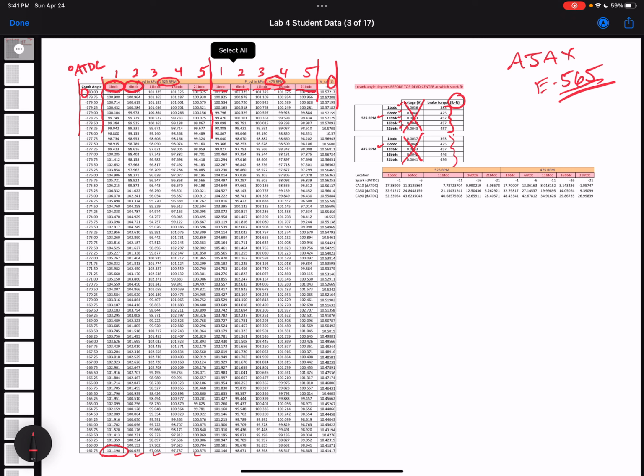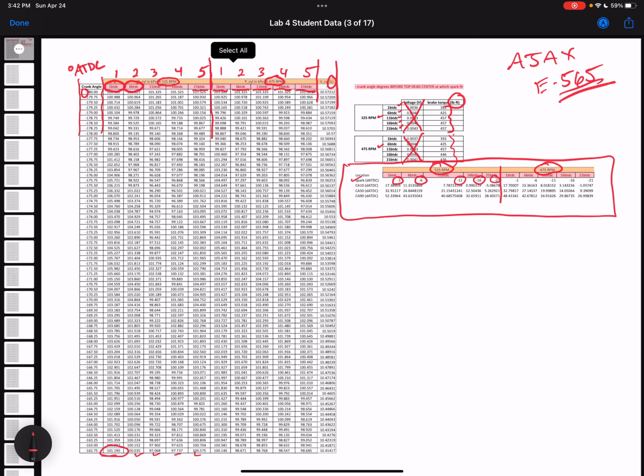And then the final block of data that you'll see listed is the combustion locations. So we have listed, of course, the spark timing, right? And so 1 degree before top dead center means a spark timing of -1 degrees after top dead center, right? 6 degrees before top dead center is -6 degrees after top dead center, and so forth for -11, -16, and -21. And of course, there's a separation for data at 525 RPM and data at 475 RPM.